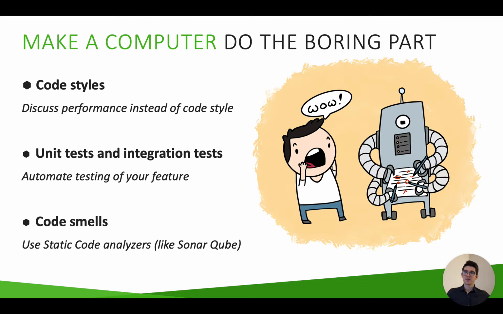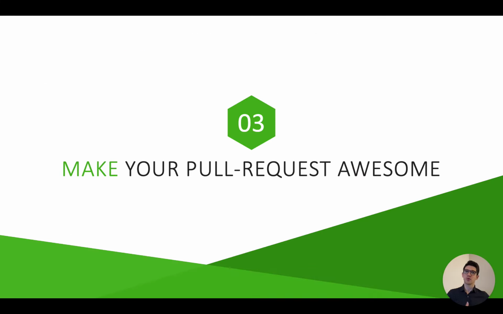And code smells. You can take a little step further and use static code analyzers. For instance, we use SonarQube for C# and Unity to analyze the code and find common code smells. So in code review you can concentrate on other things. This is just very basic general things which you can do to improve the pull request process. Now let's go a little bit deeper and talk about what you, as the author of the new changes, can do to make your pull request awesome.